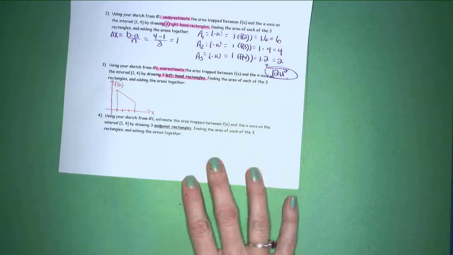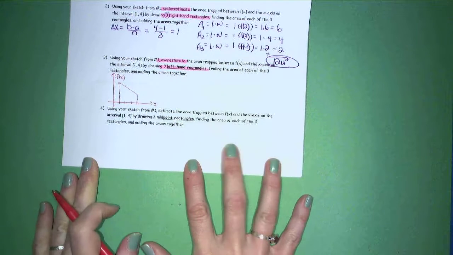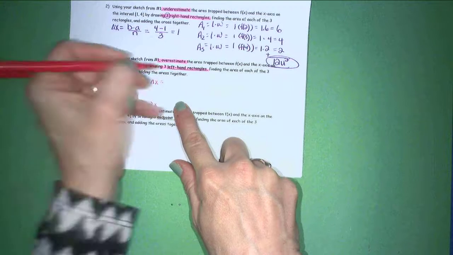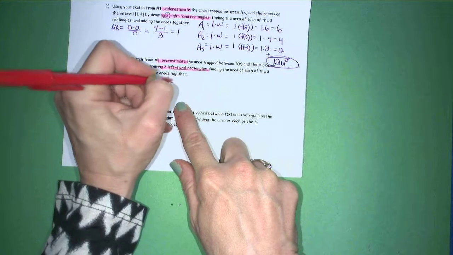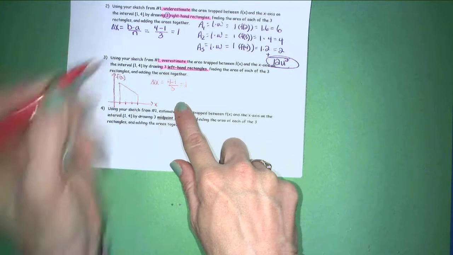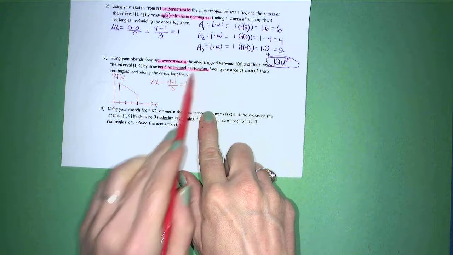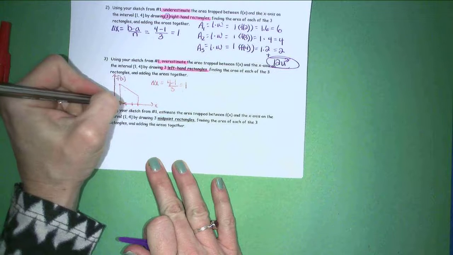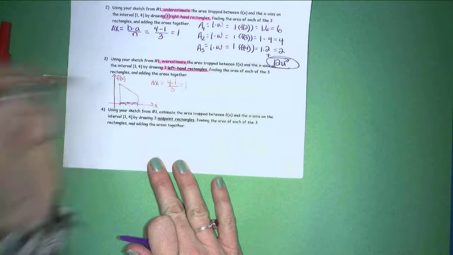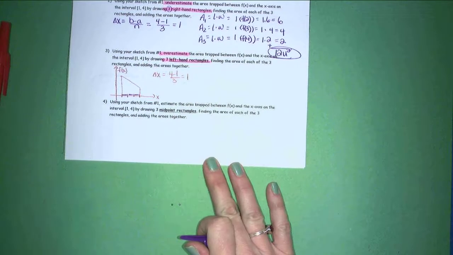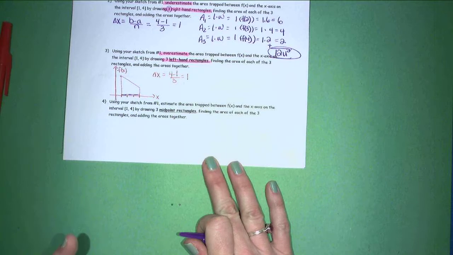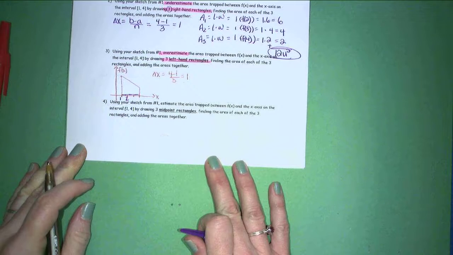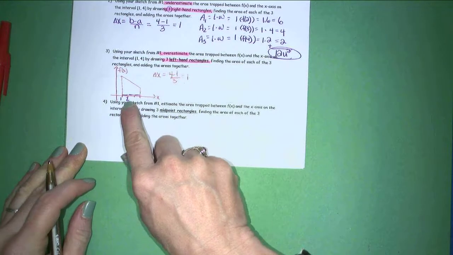Okay, so my delta x again is just going to be 4 minus 1 divided by 3. So I'm still working with 3 left-hand rectangles, so each rectangle will have that length of 1 unit. Here's the difference. I'm doing left-hand rectangles this time. So that means between 1 and 2, I don't want to pull up on the 2. That's the right side of the interval. I want left-hand rectangles, so I'm going to pull up at the 1.